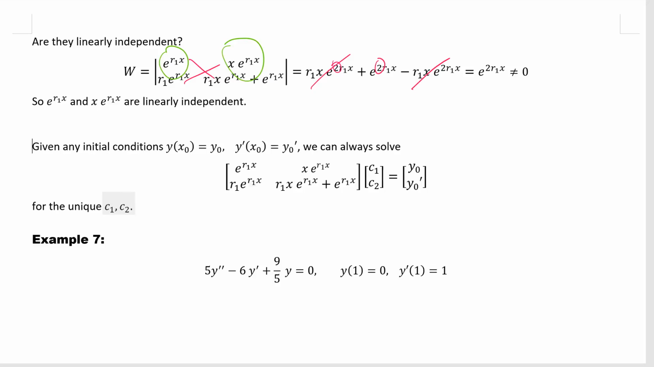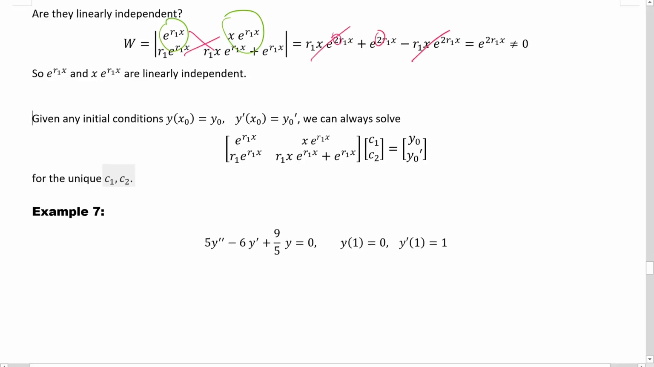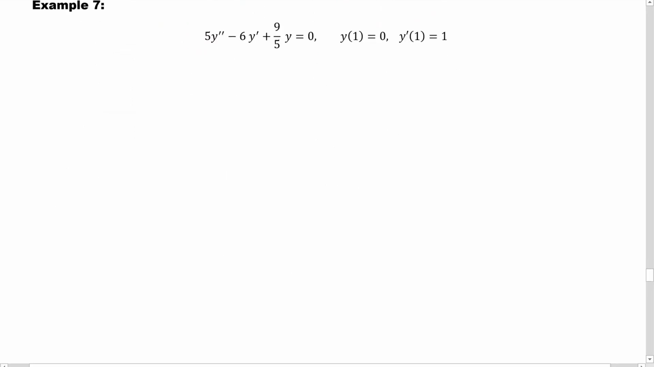Then we can also set up the augmented coefficient matrix to find the constants C1, C2 given the initial condition. So let's continue with this example. First of all, I don't like to see fractions in the coefficients. Let me multiply by 5 for all the terms. Then I have 25 y prime prime minus 30 y prime plus 9 y equal to 0.